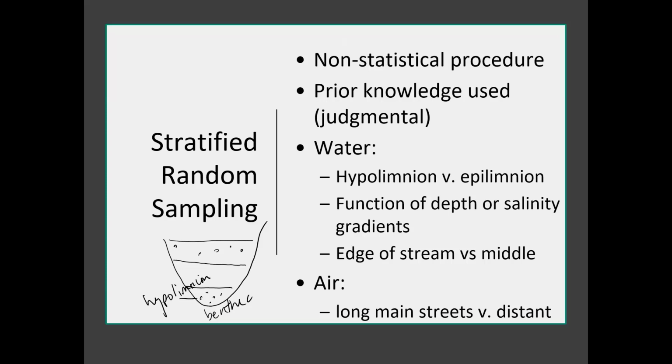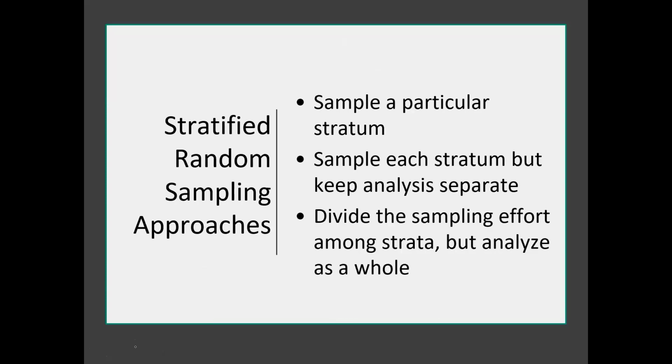You could sample on the first floor of the engineering building, the second floor, the third floor. So that could be your strata. Your strata could be the new wing of the engineering building versus the old wing. So you're making your decision of where to sample based on designation of these strata, and you're keeping your analysis separate.